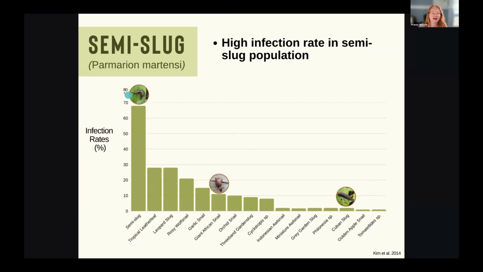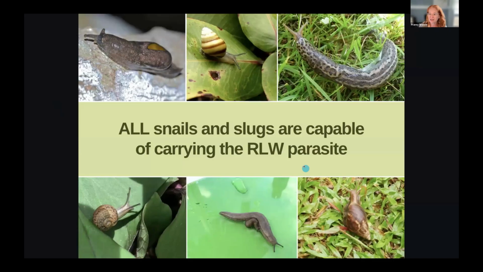And what they found was that these semi-slugs were over 70% infected. When you just zero in on the Puna and greater Hilo area, it's over 90% infected. So most of the slugs that they collected, if it was a semi-slug, it was almost guaranteed to be infected. And when you get to the other species, it's about a third of them, and then even smaller. Any slug or snail can carry it, but its highest prevalence is in the semi-slug.